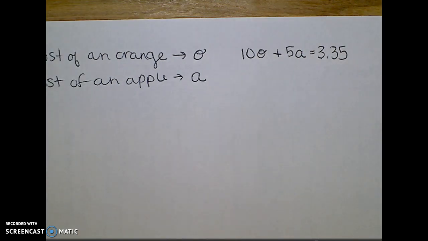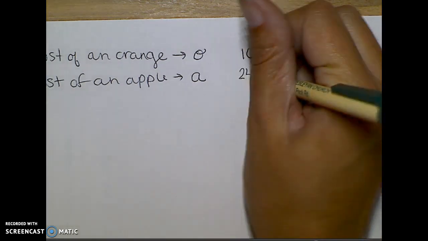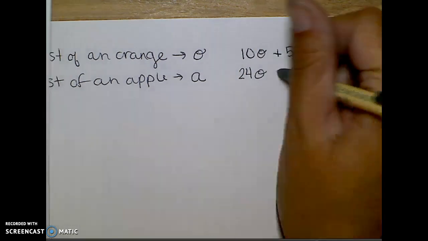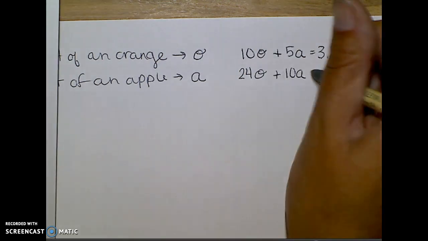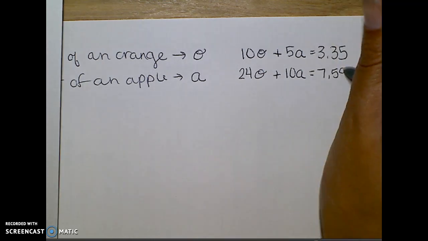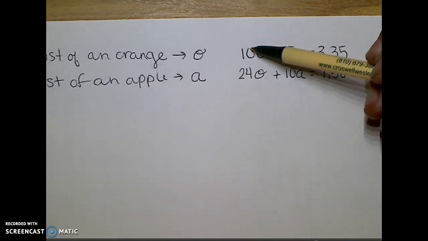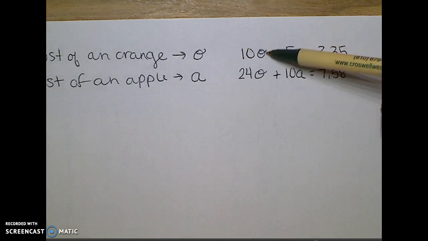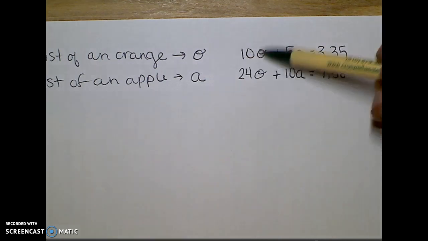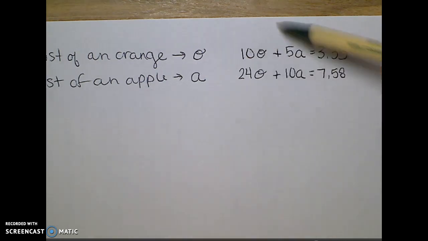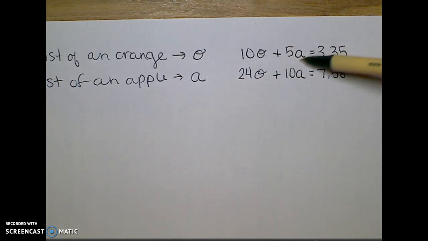The next sentence is like another different little shopping trip. It says 24 oranges and 10 apples cost $7.58. So when I went shopping this time, I bought 24 O's and 10 A's, but this time it cost me $7.58. So that's why this ends up looking like a standard form situation, because I'm buying 10 oranges. I don't know the cost of it, but for each of them, it cost me something. And for each of those apples, it cost me something else.